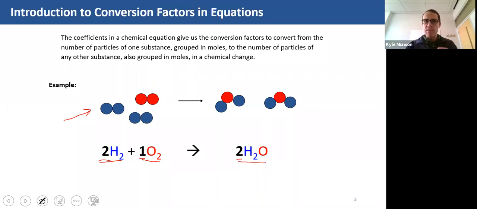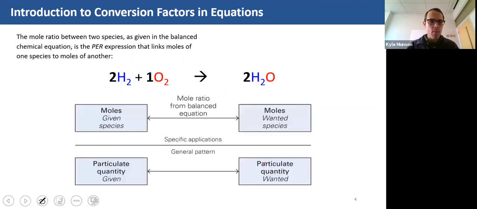So again, these coefficients tell us the number of moles we have for this balanced chemical equation, and we can use that to convert between moles of one substance to moles of another substance, okay? So this gives us our conversion factor. So it's a ratio, okay? So that's what we have here. So this mole ratio between 2 species, right, that comes from a balanced chemical equation gives us a per expression that we learned about in our chapters way back in chapter 3 on dimensional analysis. So again, remember I said that it's really important we know that chapter and understand it because we're going to be using that information throughout the semester.